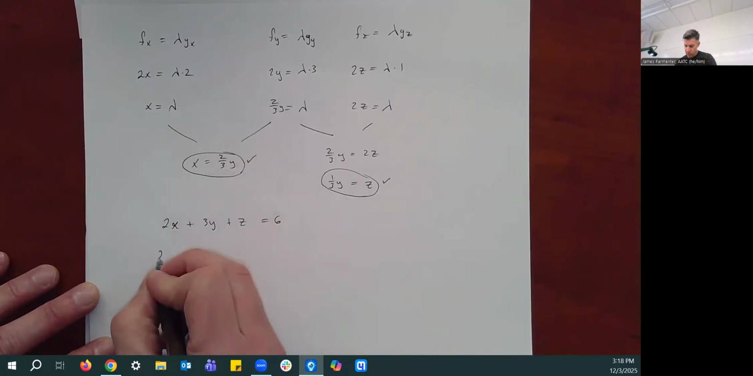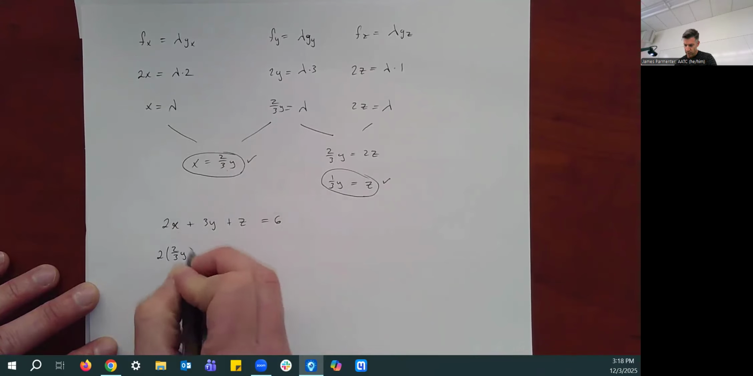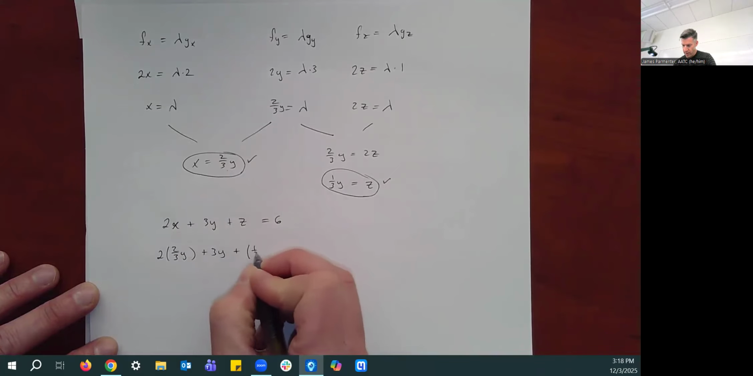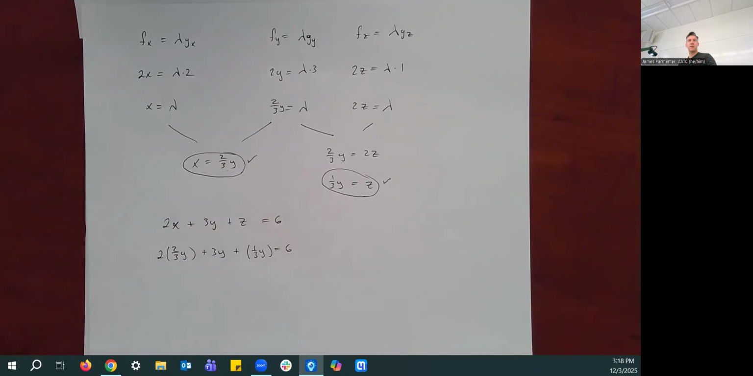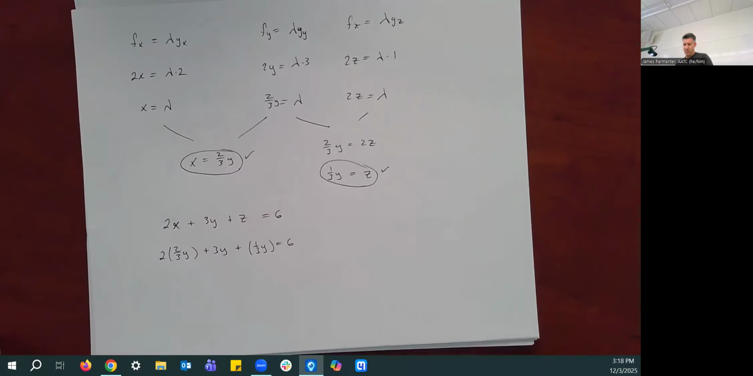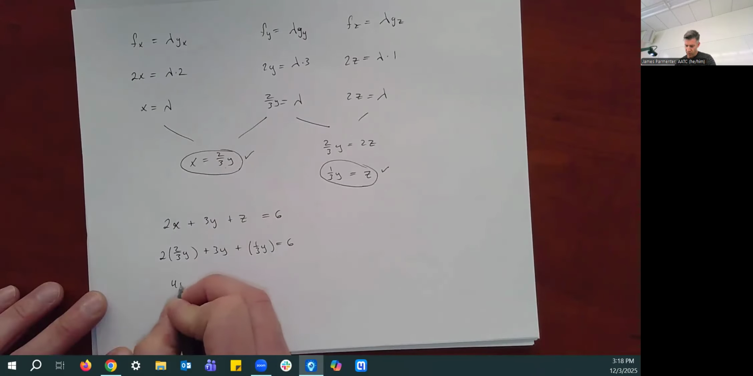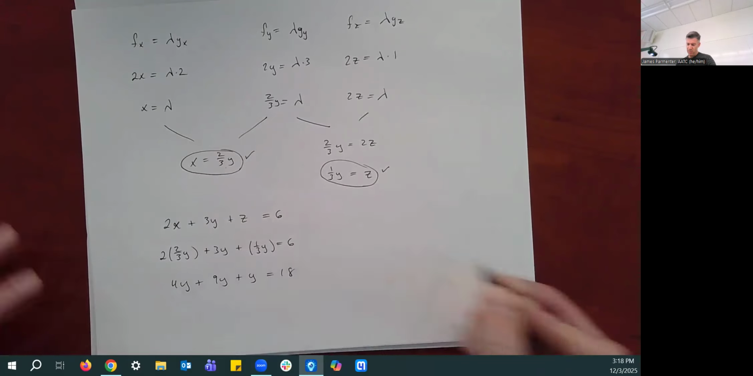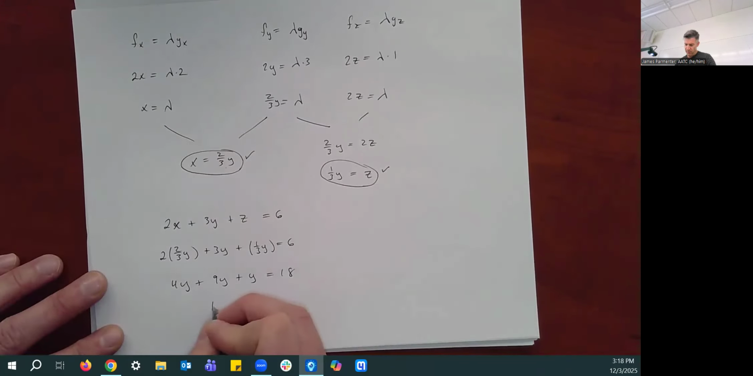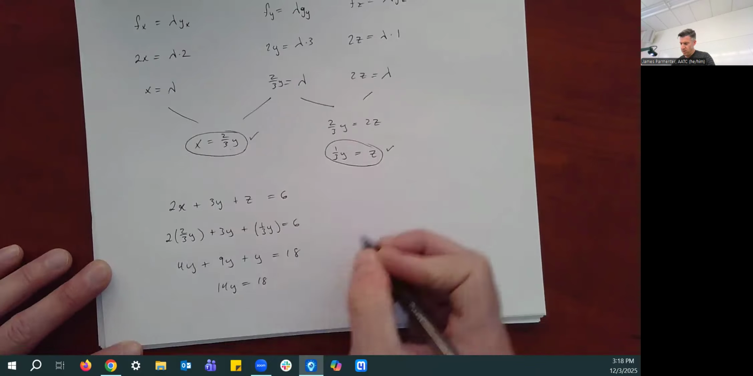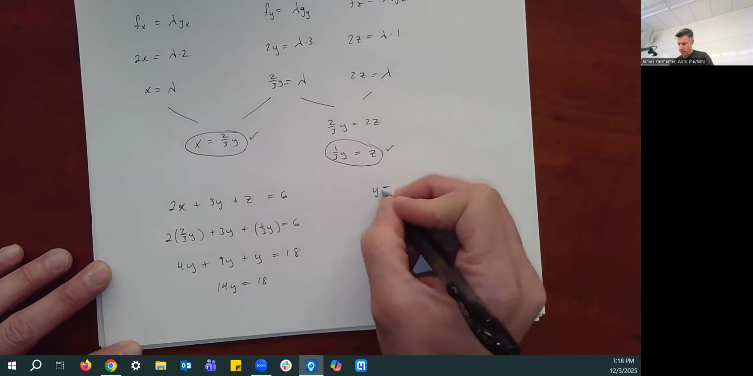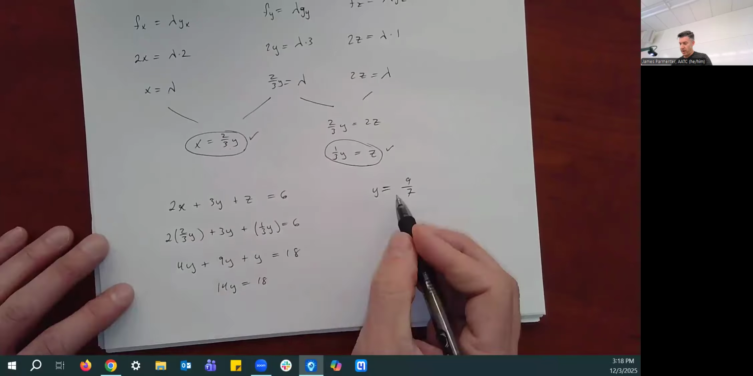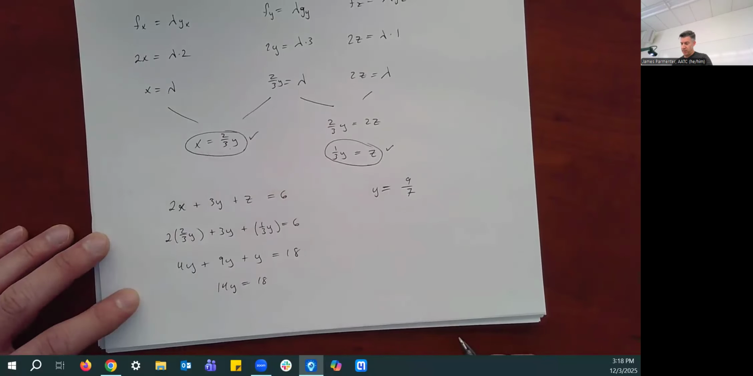So I'm going to have 2 times 2/3 y plus 3y plus 1/3 y equal to 6. To make our lives easy, multiply everything by 3, so we're going to have 4y plus 9y plus y equal to 18. So it looks like we have 14y equal to 18. So it looks like we're getting y equal to 18 over 14, which is 9 over 7. And then plug y back into these other equations to find x and z.